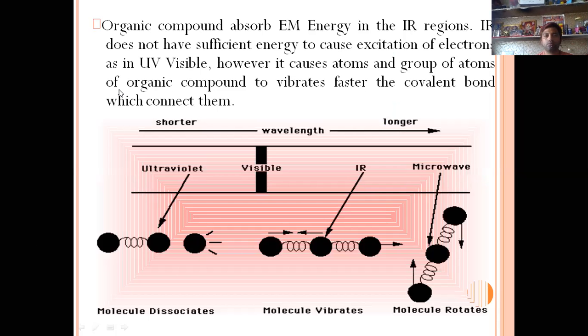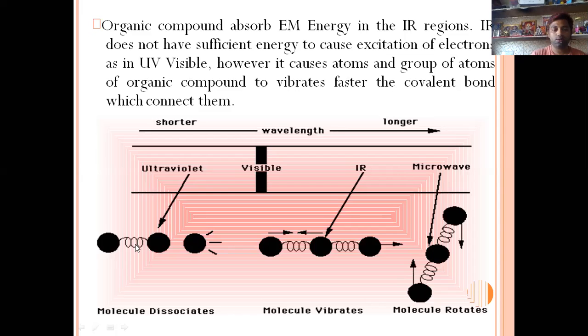Here we can see, when organic compounds absorb electromagnetic energy in the IR region, IR does not have sufficient energy to cause excitation of electrons as in UV visible. It does not have that much energy. However, it causes atoms and groups of atoms of organic compounds to vibrate faster. The molecules start vibrating very fast. The covalent bonds which connect them vibrate.